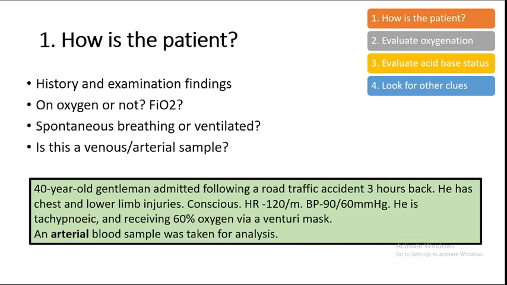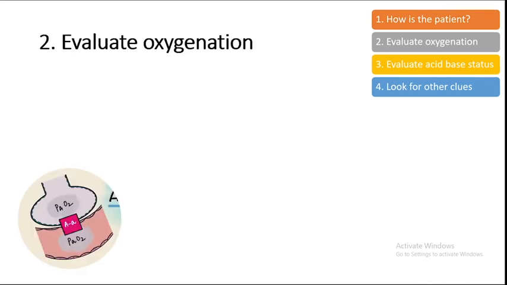So the blood gas that I gave you belongs to a 40-year-old gentleman who was admitted following a road traffic accident 3 hours back. And he has chest and lower limb injuries. He is conscious, his heart rate is 120, so he's tachycardic, blood pressure is low, 90 by 60, and he is tachypneic, and he is given 60% oxygen via a Venturi mask. And you are given this arterial blood sample for analysis, right? So remember this history when you analyze the blood gas.